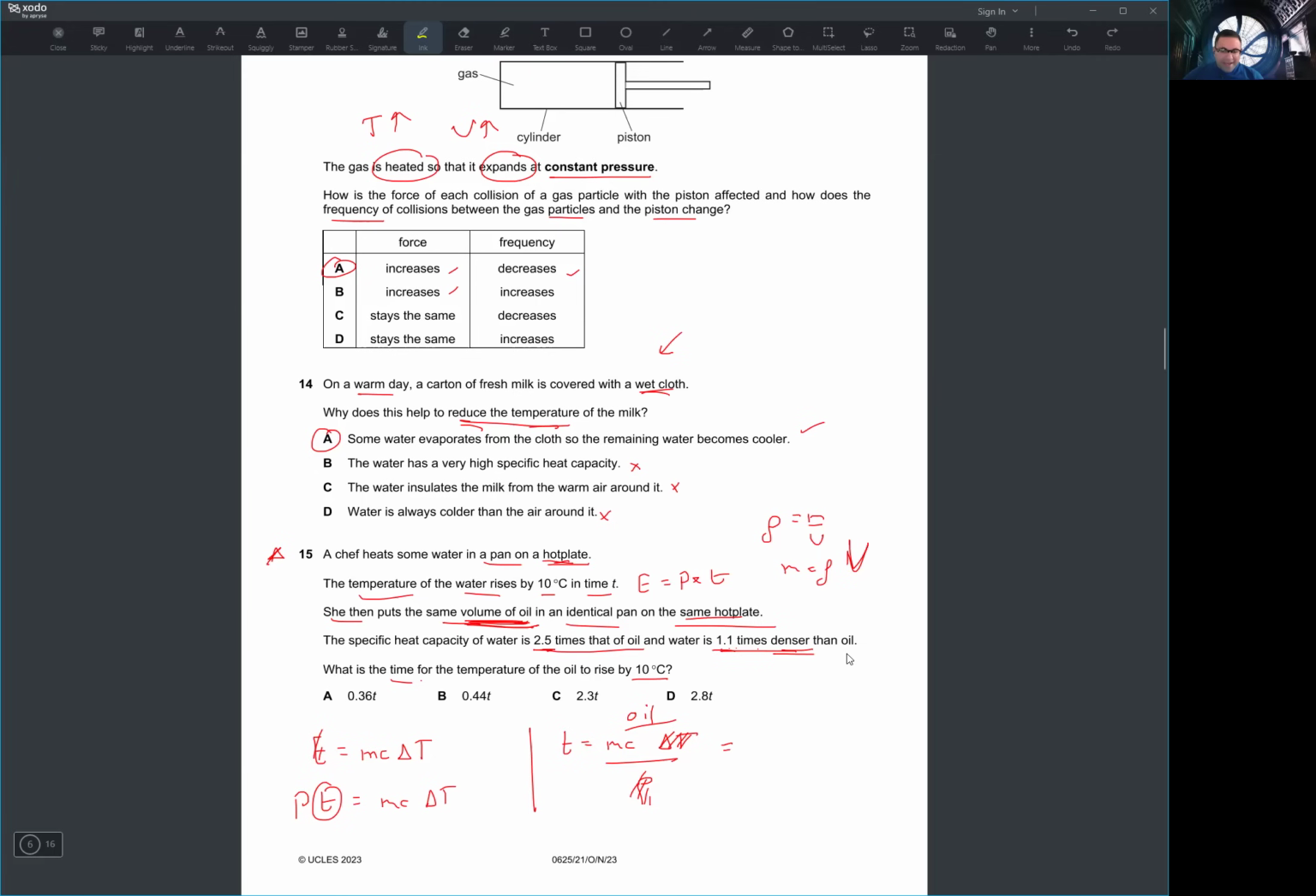I know that the mass of the oil will be what, more or less? How would you guys think? The mass of the oil, will it be more or less? Less. Less by how much? By 1.1 times. So I can replace M with M over 1.1. It decreases by 1.1. And what about the capacity? Is it more or less?